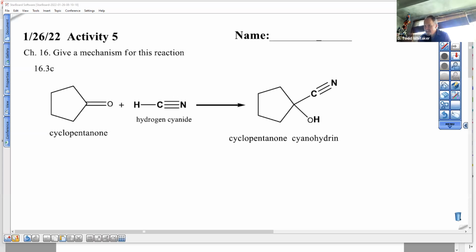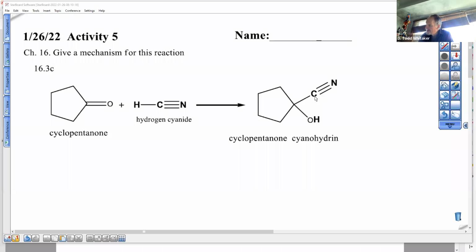Activity 5 is here. And we're going to do what's called make a cyanohydrin. What is a cyanohydrin, you ask? Well, it's got a cyano group on it.